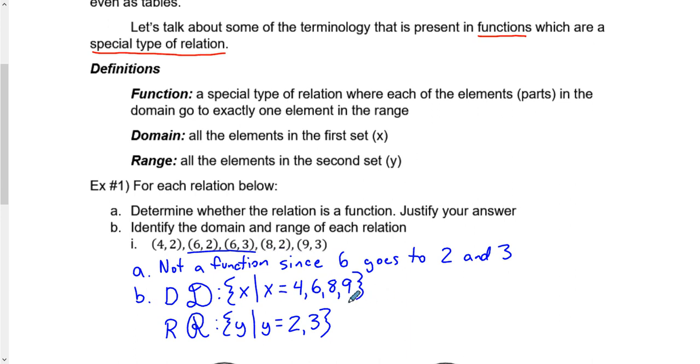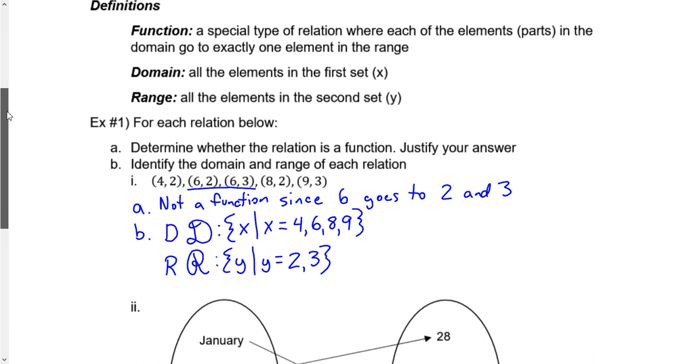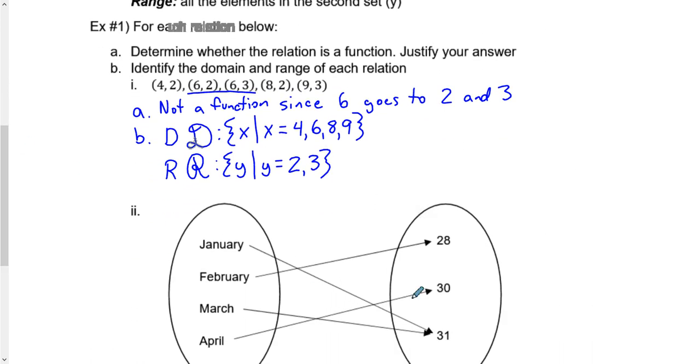So I know that the domain and range part probably blows a few of your minds, but that's fine. We'll be doing a lot more domain and range with more fancy parts. So let's go to another example. We're going to determine whether this one is a function.